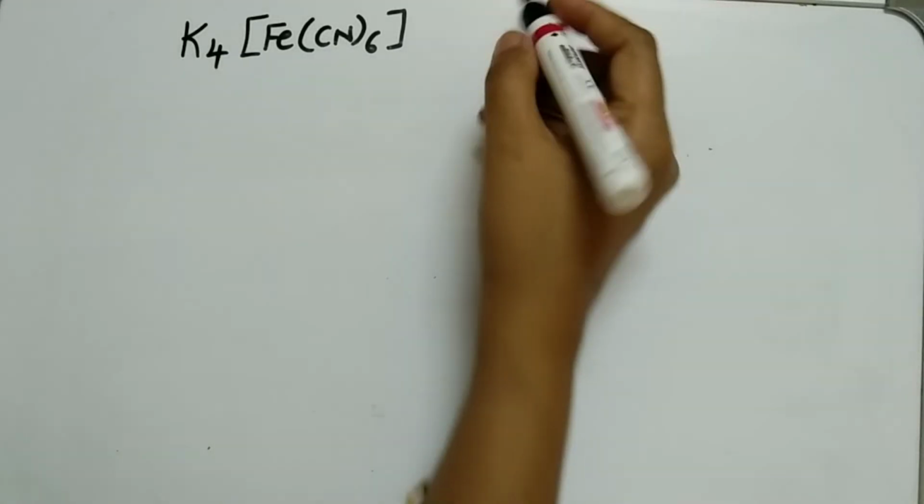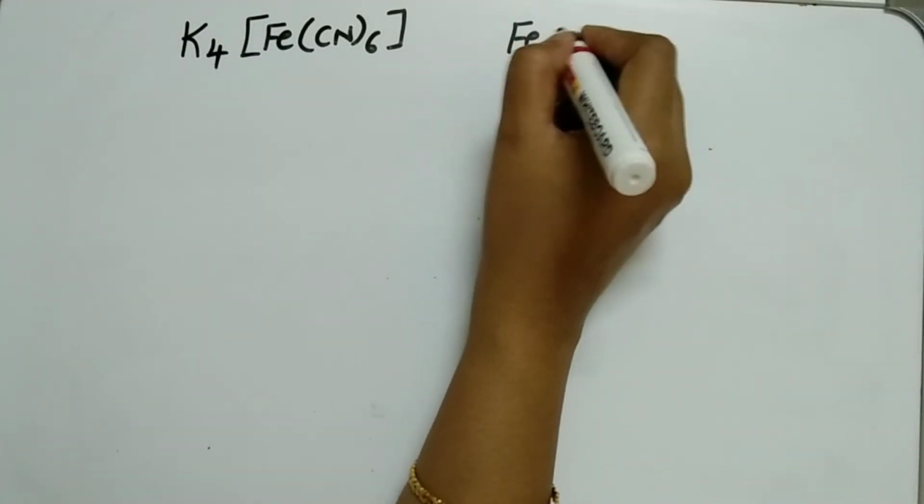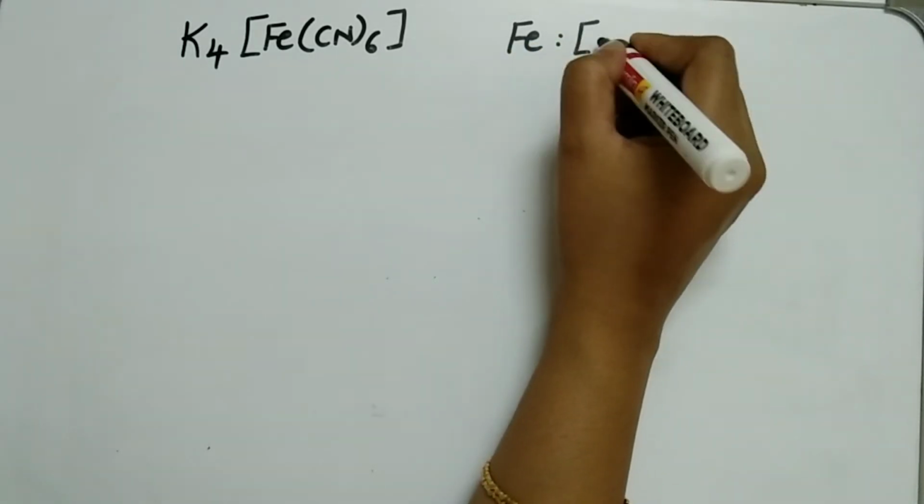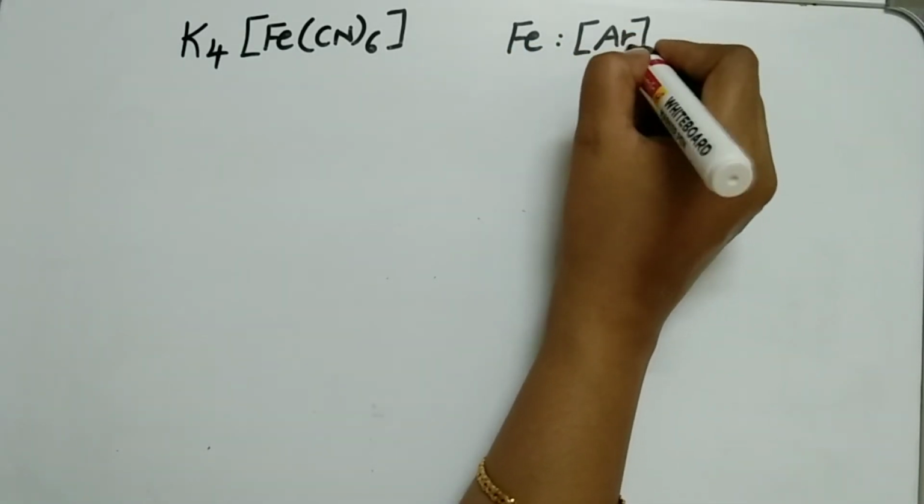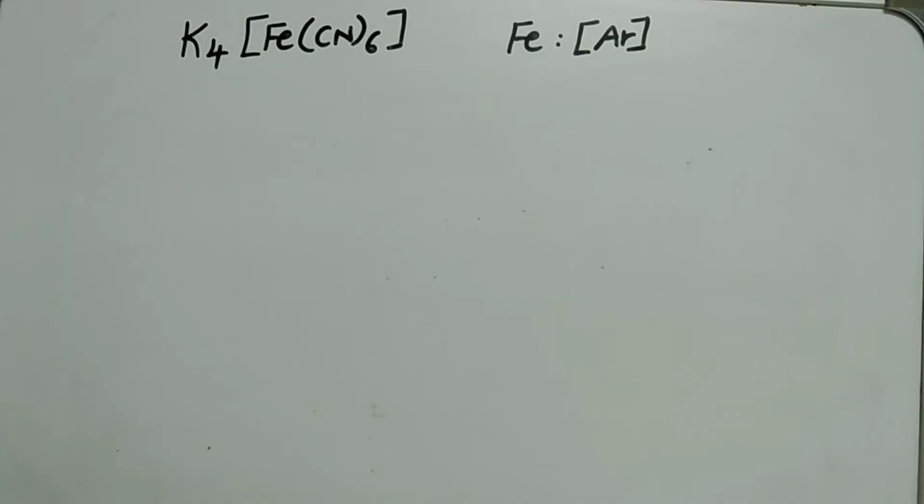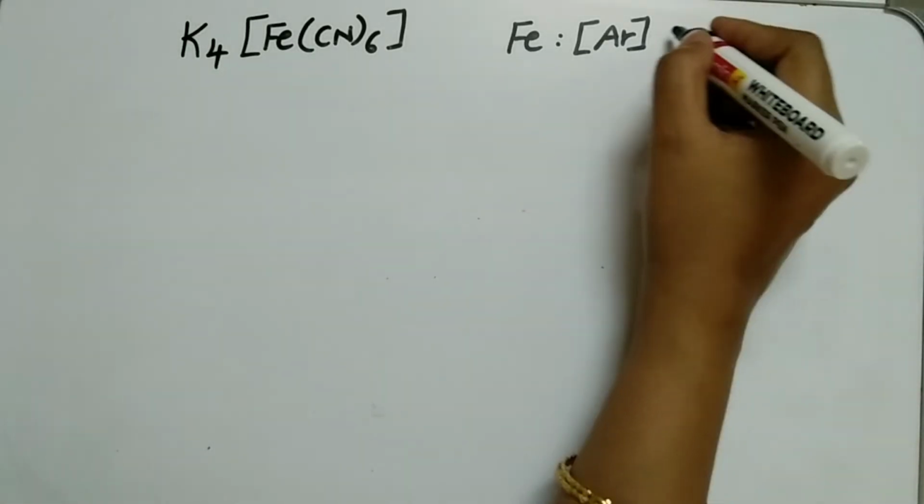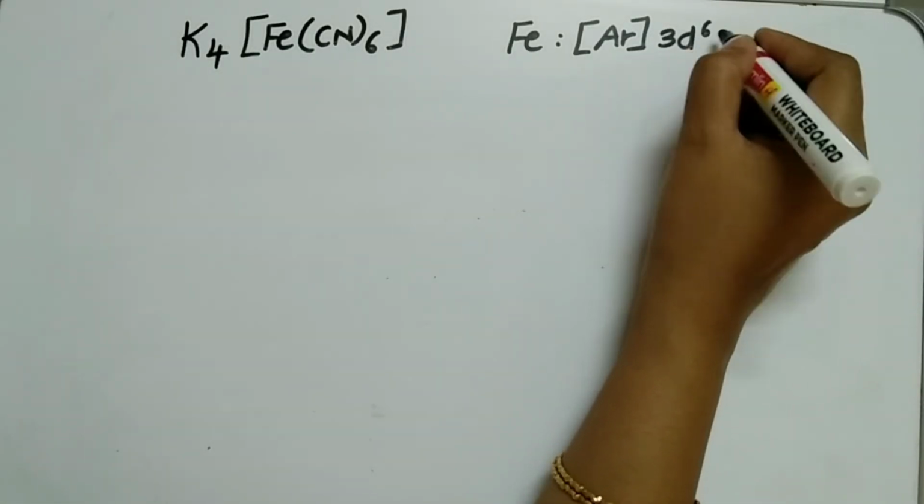So, first of all, what is the central atom here present? Fe, iron, right? So, write down the configuration for Fe. We have learnt in d block elements. So, the electronic configuration is 3d6 4s2, correct?